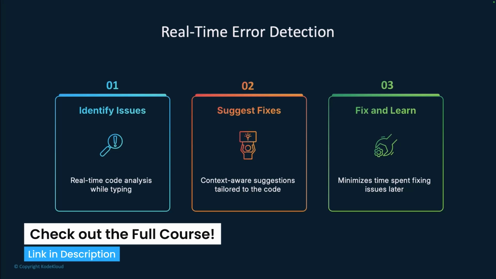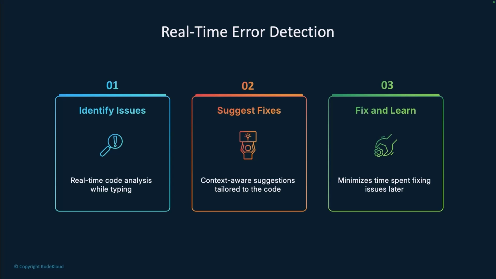This continuous feedback loop helps you learn from mistakes and develop better coding habits. So over time, you'll find yourself making fewer errors and writing more robust code from the start. This dramatically reduces the time spent debugging later in the development process.